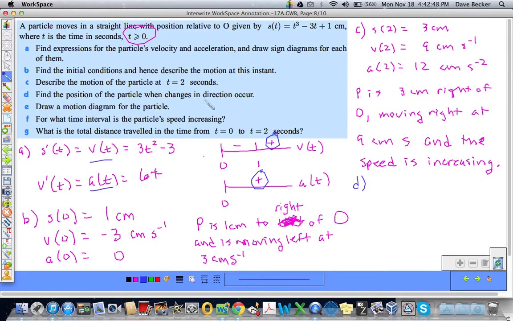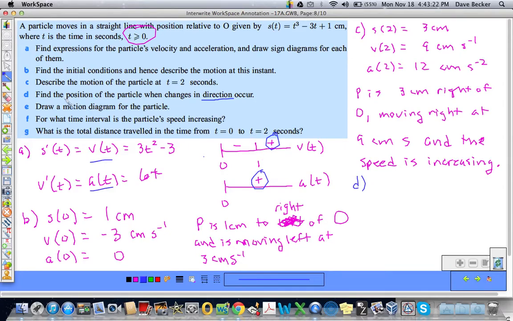Key word is direction. Well, what tells us direction? Velocity tells us direction. Velocity is a vector. So a change in sign tells us that we have a change in direction. So between 0 and 1 second, the object is moving to the left. And then right at 1 second, it changes and starts moving to the right. So the change occurs at time t equals 1.